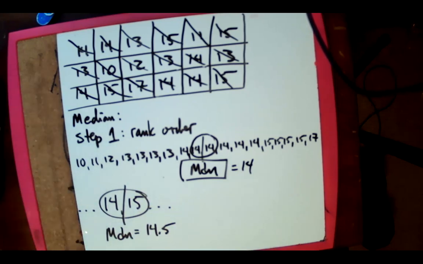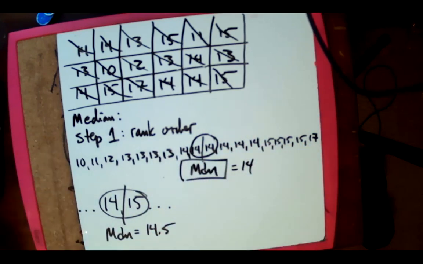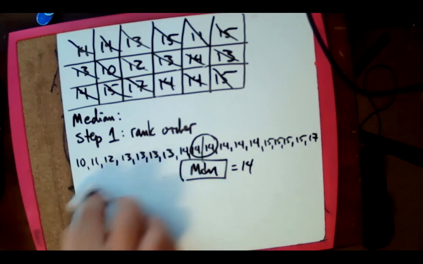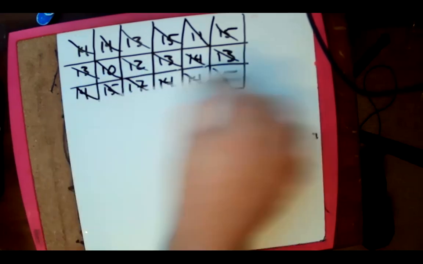Just trying to show you the different things to consider when calculating the median. Most students, though, that I see, if they make a mistake, it's not in this step. It's usually forgetting to put all of the numbers in rank order. So make sure you do that, right? Sometimes when you're calculating a median, I'm going to go and erase this now. I don't need that anymore.